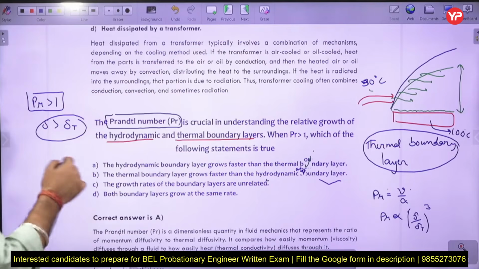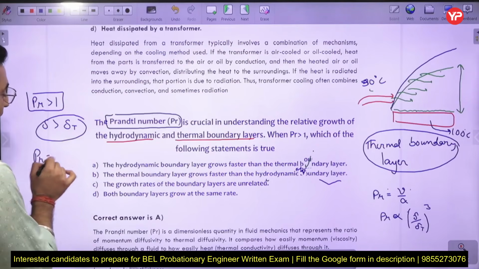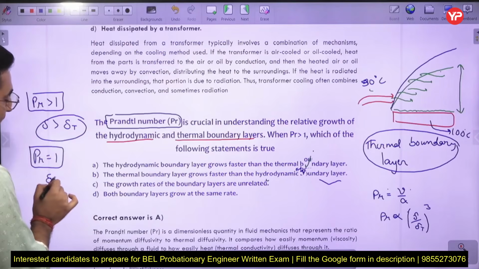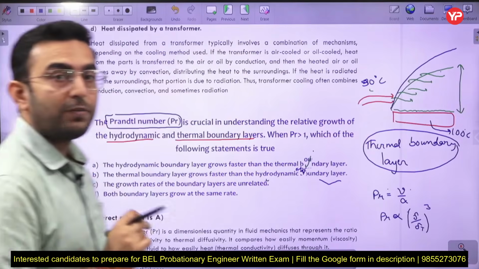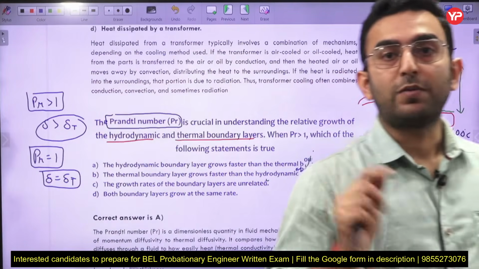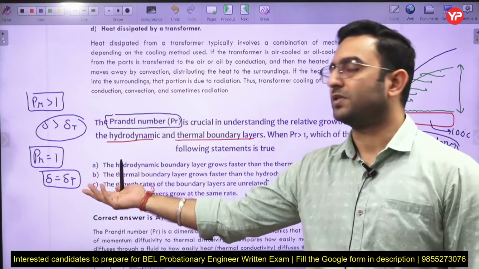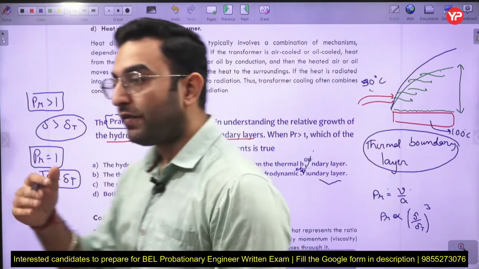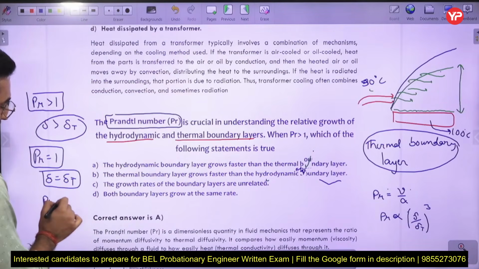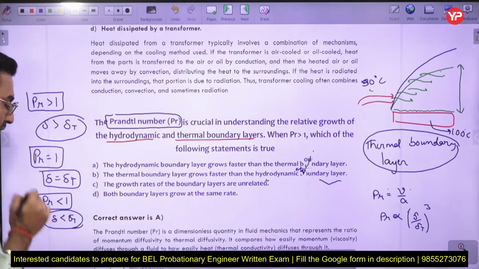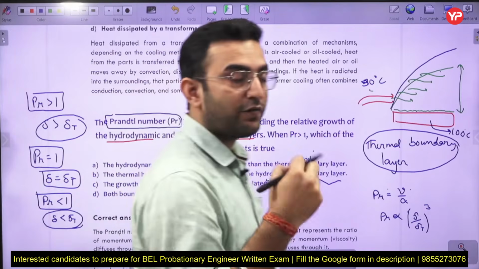Next, when the value of the Prandtl number is equal to 1, the value of delta and delta t will become the same. Once these two values become the same, the boundary layers and their thicknesses are going to remain the same. Next, when the value of the Prandtl number is less than 1, the value of delta is going to be less than delta t. So these are some of the conclusions which we can draw from the relative values of the Prandtl number.